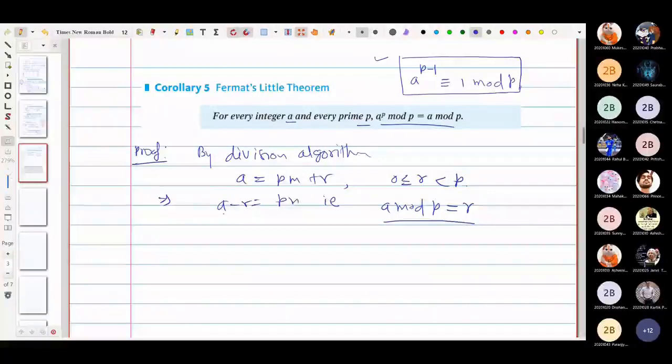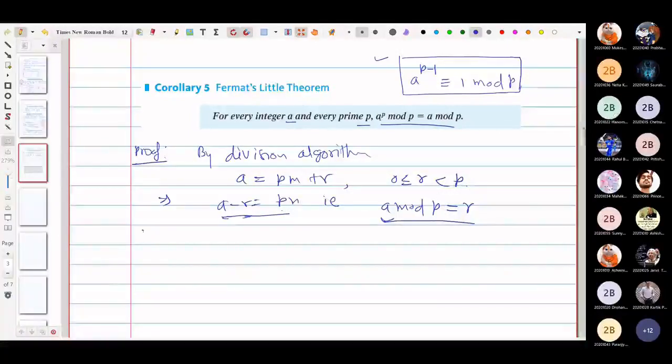It means that when we are dividing a by p, we are left with remainder r. So this is the equivalent way of saying this statement like this. We are equivalently saying this.